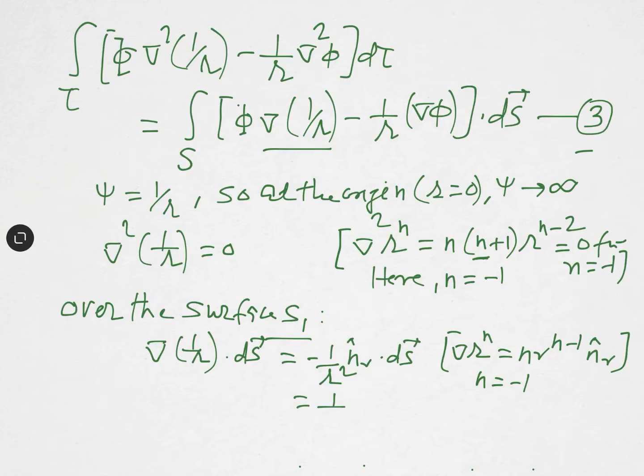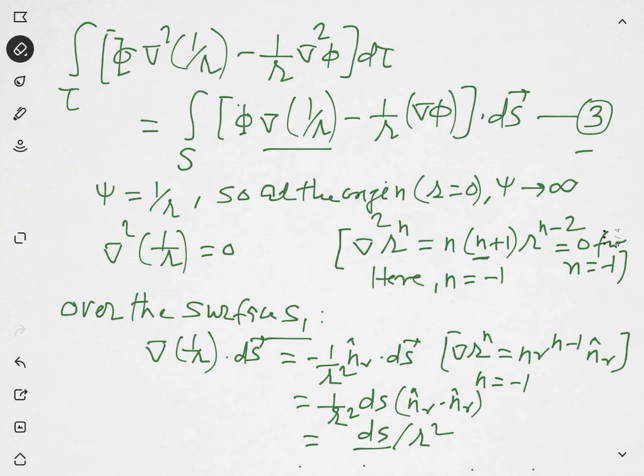And ds is the elementary area vector, and its direction will be just opposite to this n r hat. So this will be 1 over r square ds n r hat dot n r hat. And so this is simply ds over r square.